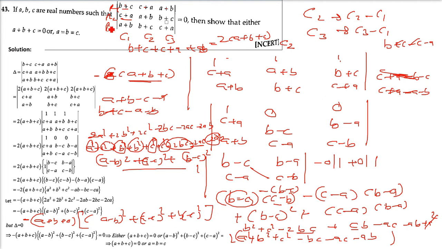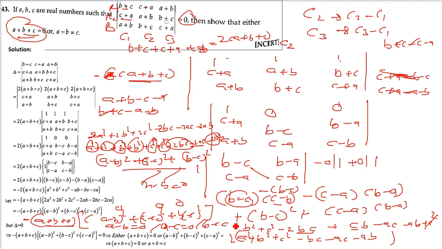This is going to be 0. When will it be 0? If x times y is 0, then either x is 0 or y is 0. So a plus b plus c is 0, or, because these terms are all added, each individual term has to be 0. So a minus b has to be 0, a minus c has to be 0, and b minus c has to be 0. That means a equals b, b equals c, and c equals a. That means a equals b equals c. This is the second condition.